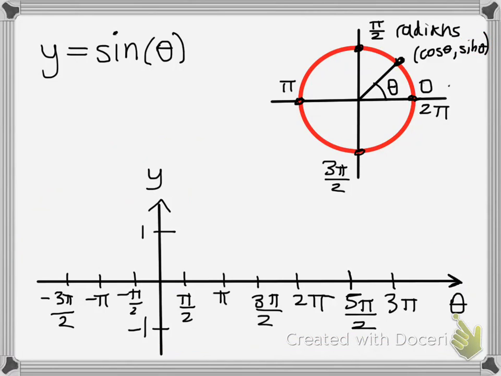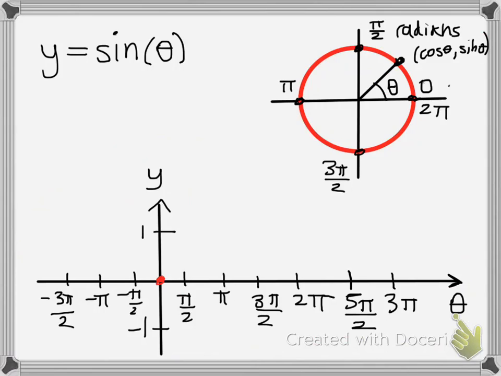So let's start at when theta is equal to 0. When theta is equal to 0, the sine of theta, which is the y coordinate on the unit circle, what's the y coordinate here that I'm circling in red? Well, it's just 0, because that's on the x-axis. So the y coordinate must be 0. So the point we have to plot here is 0, 0.